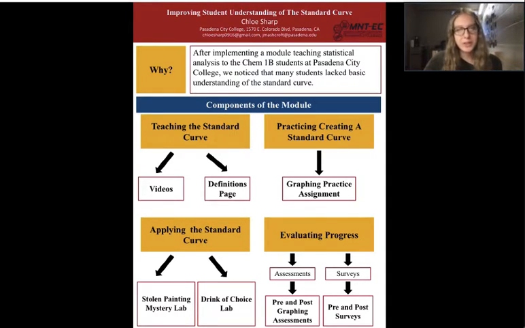After this module was completed by a group of Chem 1B students at Pasadena City College, we noticed a distinct lack in understanding of the standard curve, which was included in this module. This was concerning to us, especially considering how fundamental graphing and understanding the standard curve is in STEM fields. So we decided to create a separate module that specifically focused on teaching the standard curve to supplement the Data Classroom module. The standard curve module consists of 4 parts: teaching the standard curve, practicing creating a standard curve, applying the standard curve, and evaluating students' progress.